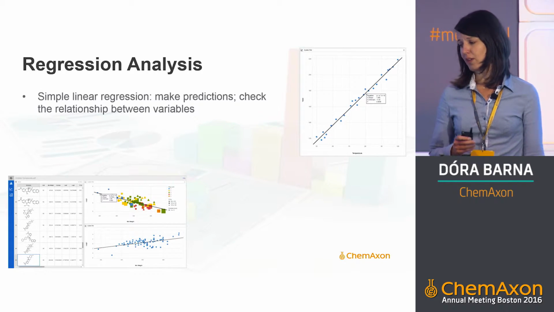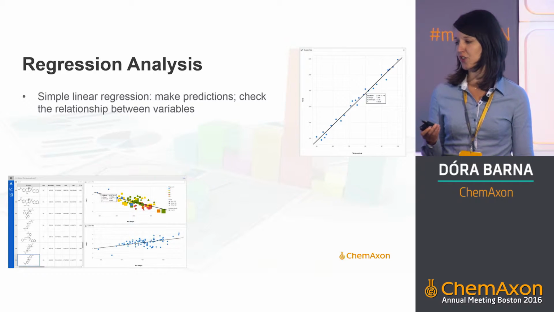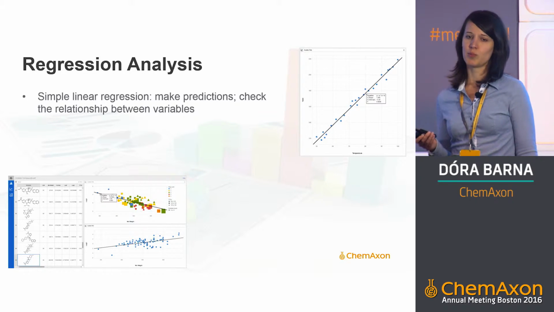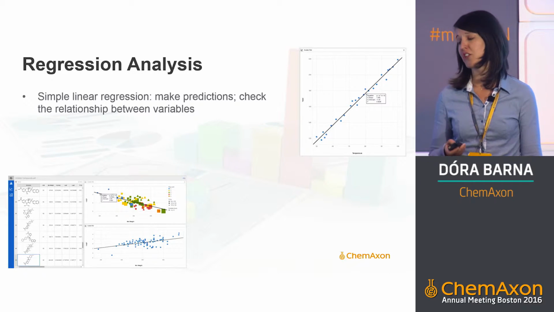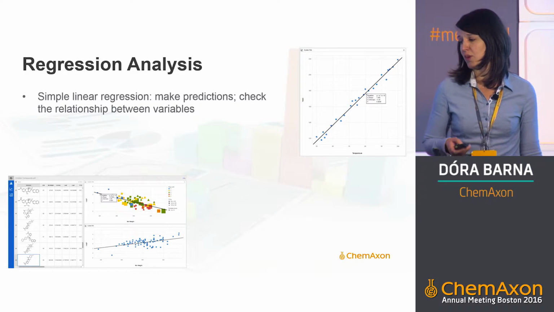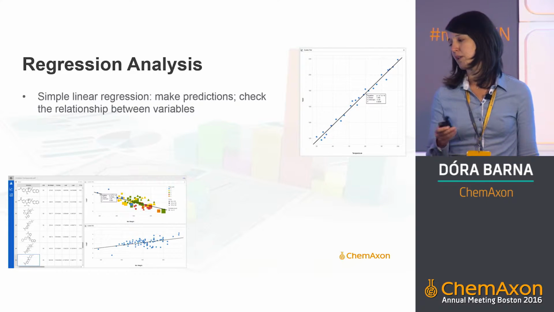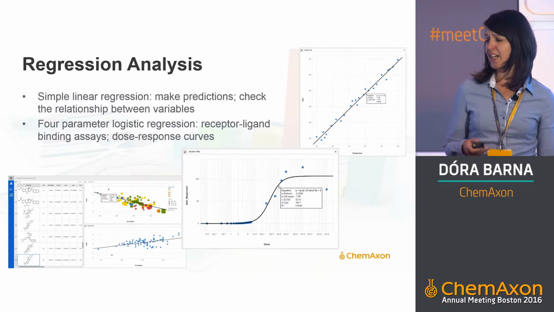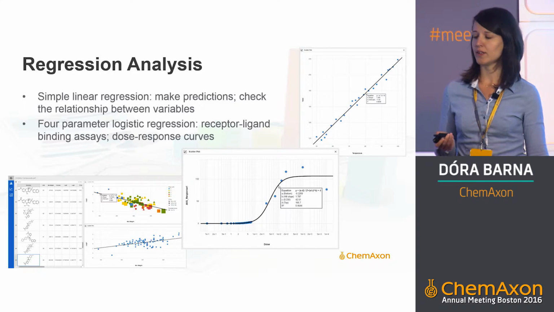On the one hand, it can be used for simple linear regression, where we either want to calculate the parameters of the best fitting straight line in order to make predictions, extrapolation, or interpolation, or we just simply want to check whether we have a linear correlation between two variables. And besides this linear regression, analysis can be used now for nonlinear curve fitting as well.